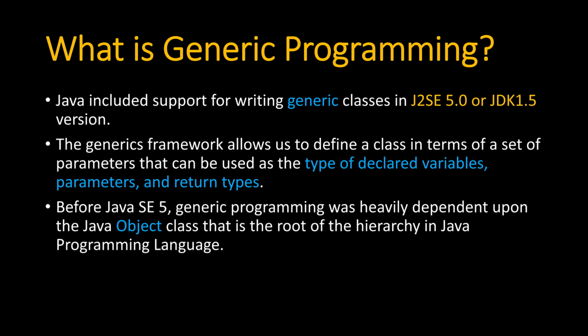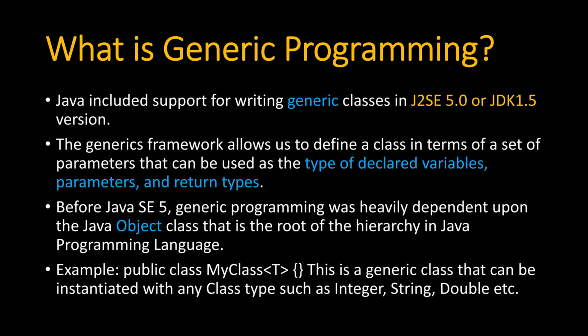Before Java SE 5, generic programming was heavily dependent upon the Java Object class, that is the root of hierarchy in Java programming language. Example: public class MyClass<T>, and this is how we enter parameter in the class. This is a generic class that can be instantiated with any class type such as Integer, String, and Double.